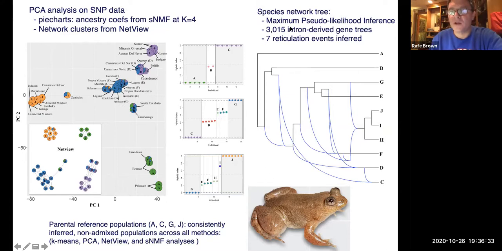And then the clincher here was this species network tree that was this inference from 3,000 intron-derived gene trees and identifies 7 reticulation events that track back exactly to the intermediates between these parental species over here. So it looks like a clade that had the requisite 4 or 5 Pike endemic species, and one that has now had lots and lots of admixture, but we can still see the signature of these pure parental species.